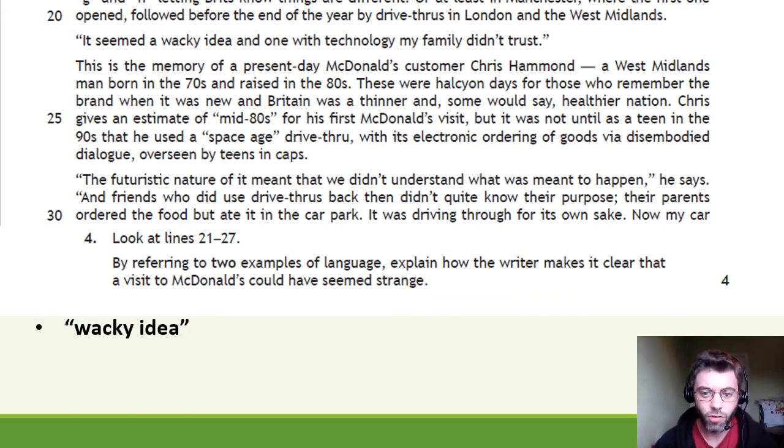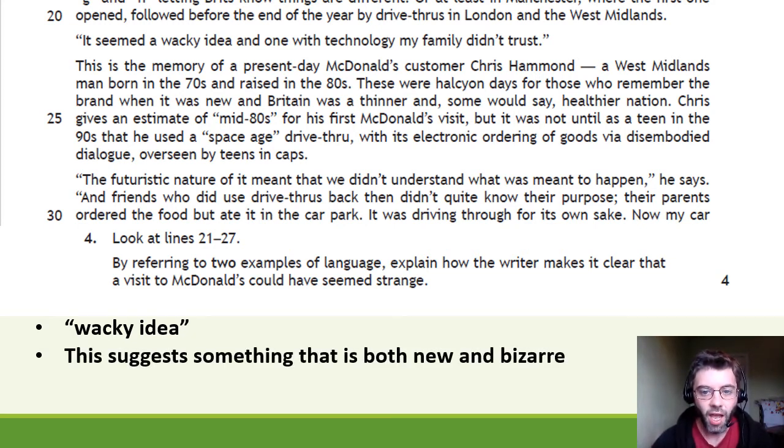The example I'd have gone for is the most obvious one, which is the phrase "wacky idea". The word you're actually looking at here is "wacky", but you'd probably put in "wacky idea" just to be clear. And that's the answer that I would have down. "Wacky idea" suggests something that's both new and bizarre. I think you'd want to get at the bizarre thing, because it could have said it seemed a novel idea or it seemed an interesting idea. That would give you the idea of it being something new.